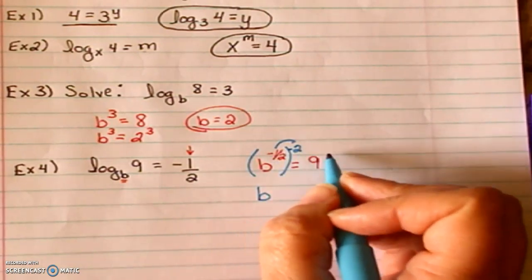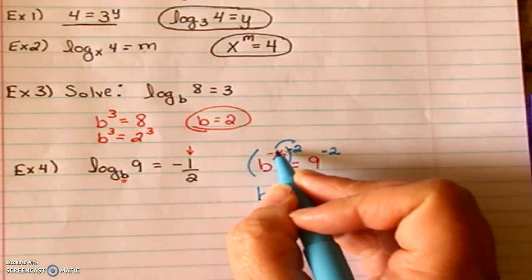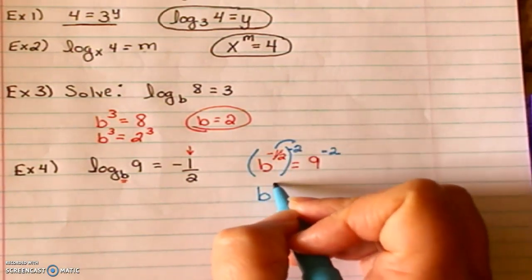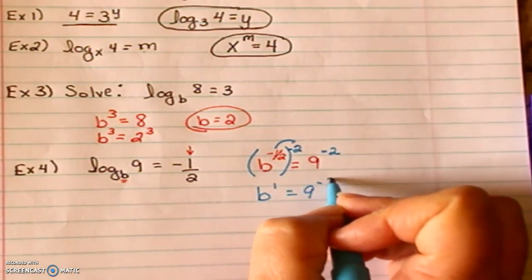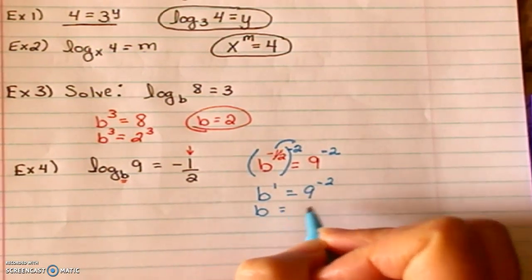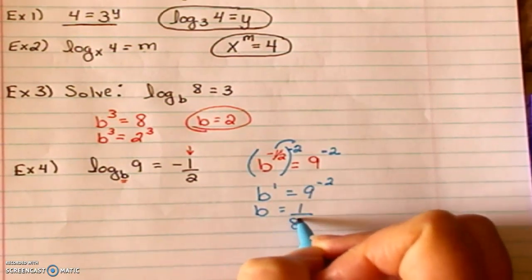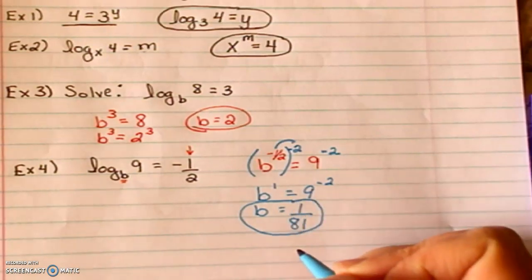If you do that to one side, you have to do that to the other side as well. So if I take -1/2 and I raise that to the -2nd power, I get 1. And that leaves me with the answer of 9 to the -2 power. 9 squared is 81. The negative exponent says put it in the denominator. And your answer is 1/81.